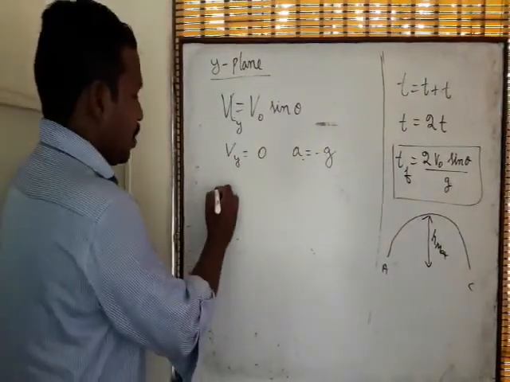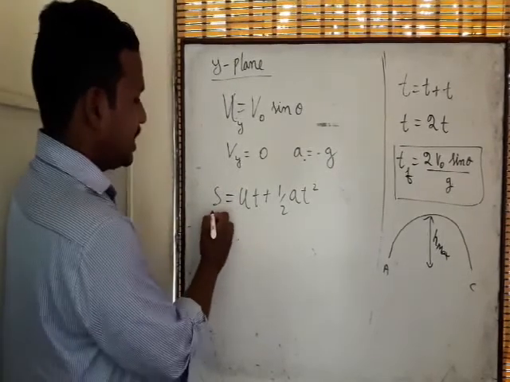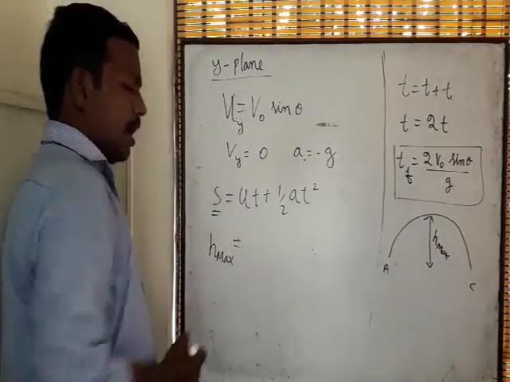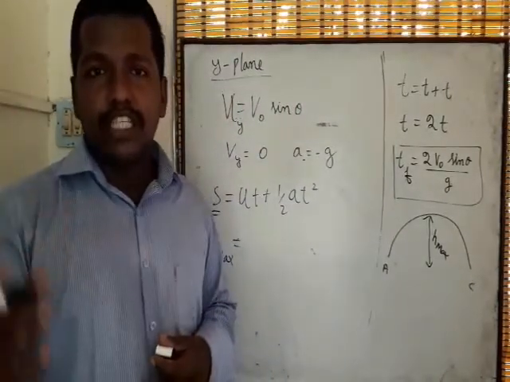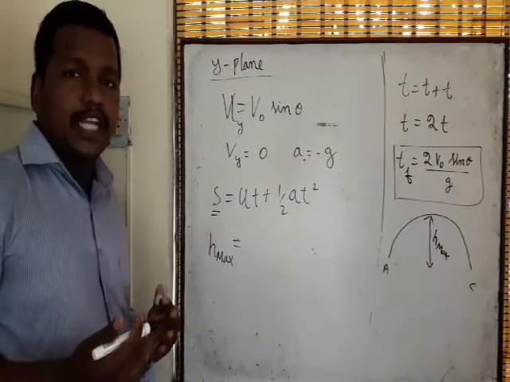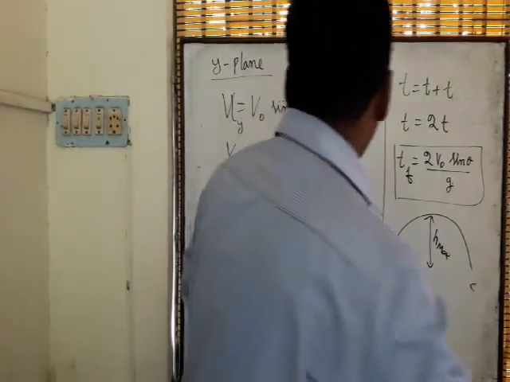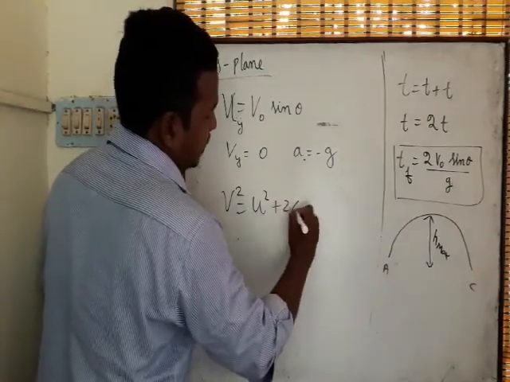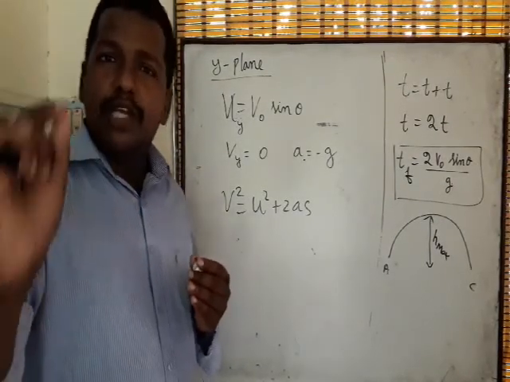As we know, s is equal to ut plus half at square. Here s is the maximum height, h max, but I think this equation is not going to be used. Instead, v square is equal to u square plus 2as is easy to solve. We could get the answer with the other equation too, but it would take a little longer. So my suggestion is that for maximum height, you use v square is equal to u square plus 2as. You may ask why that equation is not suitable; in some places only a specific equation gives the shortest way.